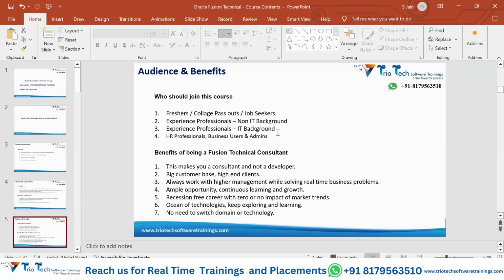This technical course has been designed in such a way that there is no bifurcation saying it is only for human capital management, financial management, or supply chain management. This course includes all the technologies across the Fusion application, whatever technologies are available. We are covering all of those technologies as part of this course.